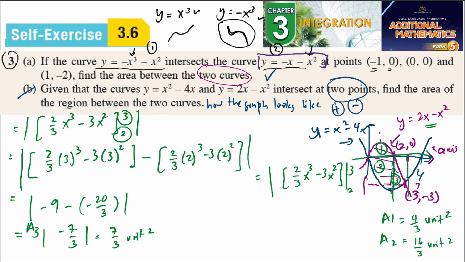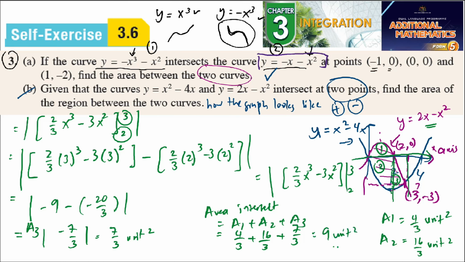So we know that the total area is equal to A1 plus A2 plus A3, which is equal to 4 over 3 plus 16 over 3 plus 7 over 3. So here we get, which is equal to 9 unit square.